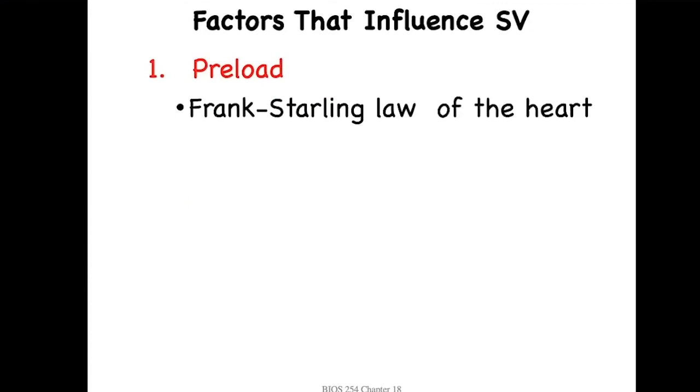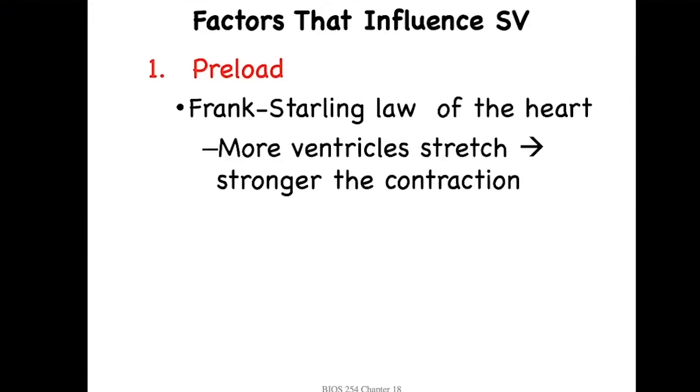Let's look at some factors that influence stroke volume. There are 3 factors. The first one is what we call preload, which is related to the amount of stretch of the ventricular wall. Cardiac muscle cells will contract stronger when they are stretched. This is due to the fact that more myosin heads will be able to bind to the actin molecules. This is called Frank Starling's law of the heart. The amount of stretch is related to how much blood you have in the ventricles. The more blood in the ventricles, the greater the stretch.